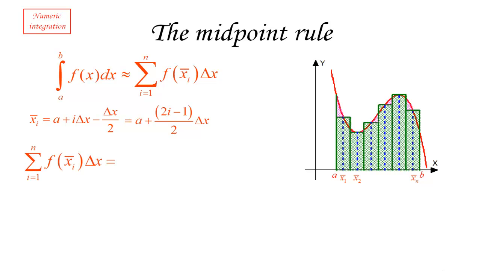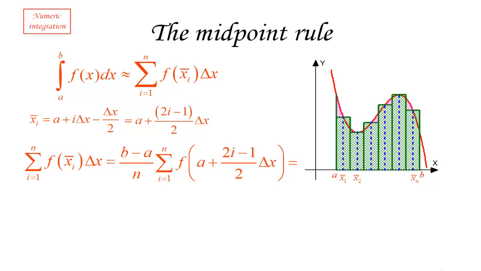So the midpoint rule says if you want to approximate that integral, compute this sum of the value of the function at the midpoint times the width of each of the small slices, and you can write that in this way. So delta x is going to be b minus a over n, and then we have the sum of the values of the function at a plus i minus 1 half times delta x. It's a pain to read that formula, isn't it?